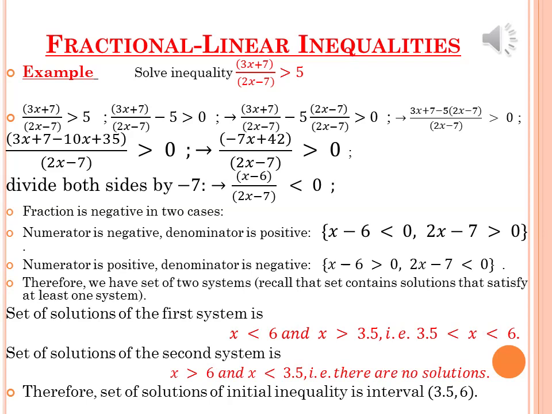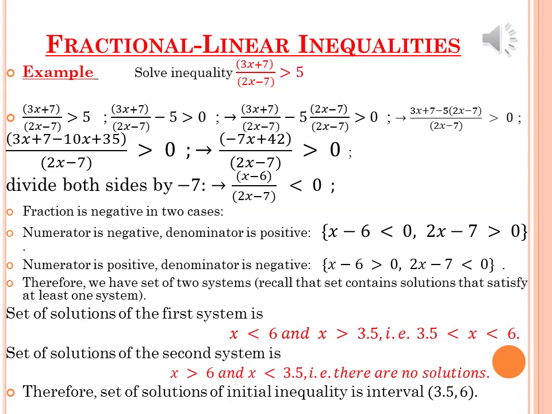Simplify this. Make a common denominator. The common denominator is 2x minus 7: 3x plus 7 minus 5 times 2x minus 7. Rearranging, minus 5 times 2x is minus 10x, minus 5 times minus 7 is plus 35, over 2x minus 7, greater than 0. Arranging the numerator, 3x minus 10x is minus 7x, plus 7 plus 35 is plus 42, over 2x minus 7, all greater than 0.